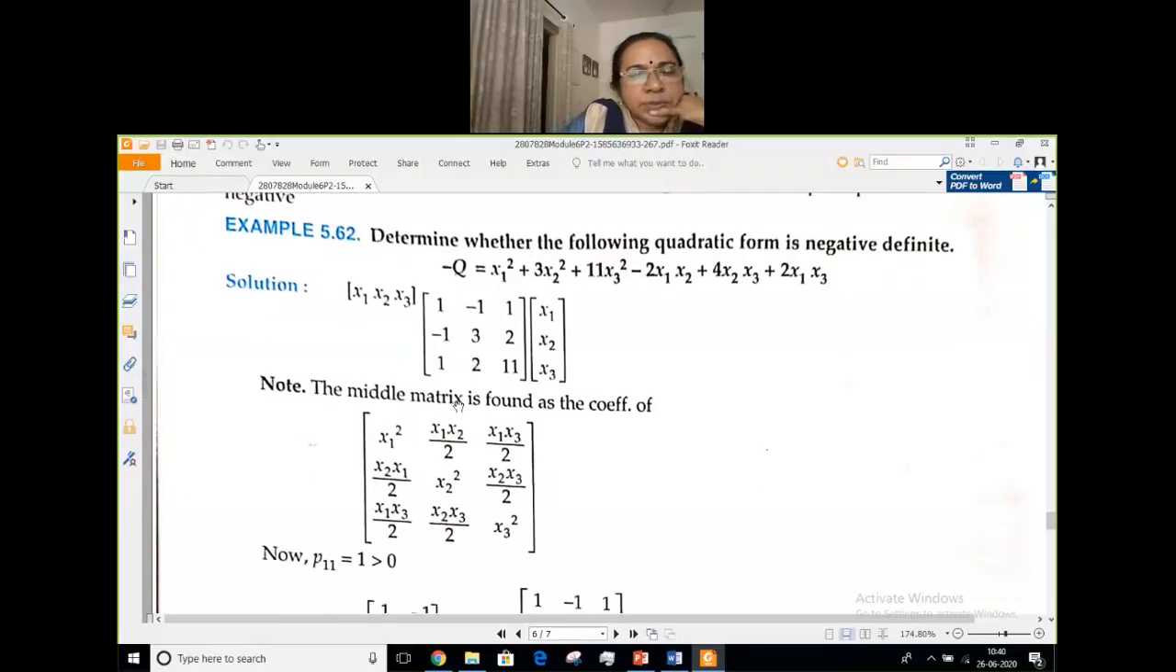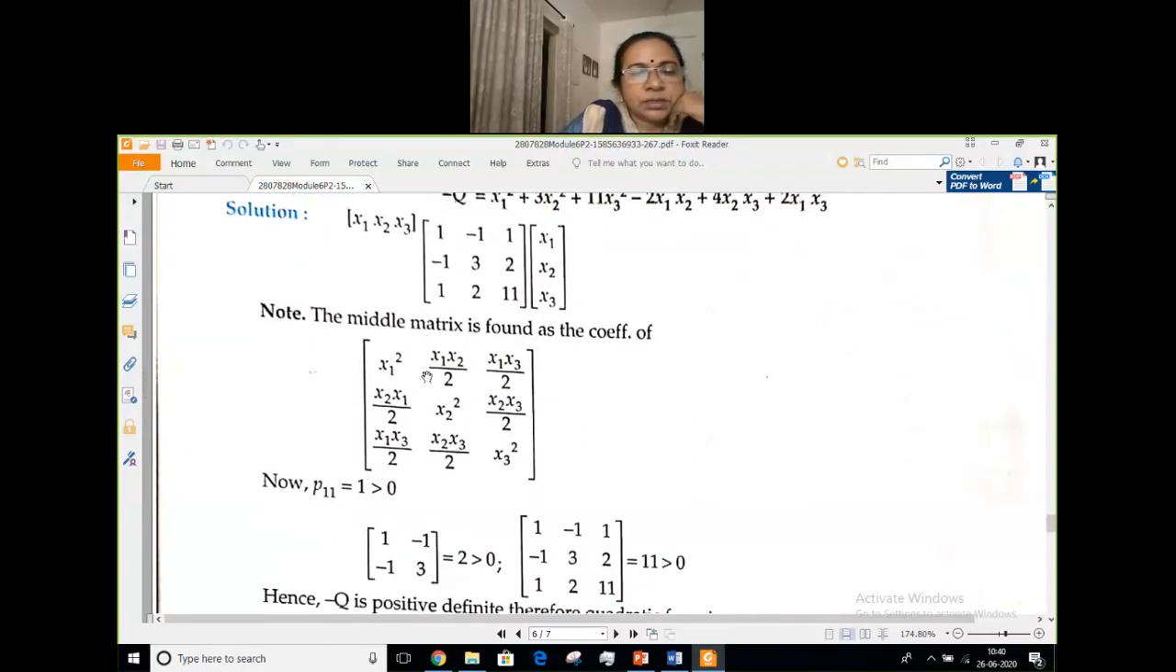Determine whether the following quadratic form is negative definite. Okay. Solution: you are bringing it to x1, x2, x3 form. This is the matrix. The middle matrix is found from the coefficients. This matrix you are equating to this one. Then you are finding the value of P.